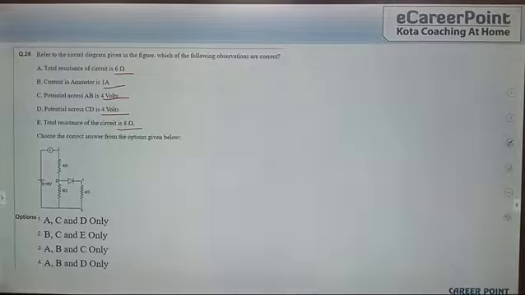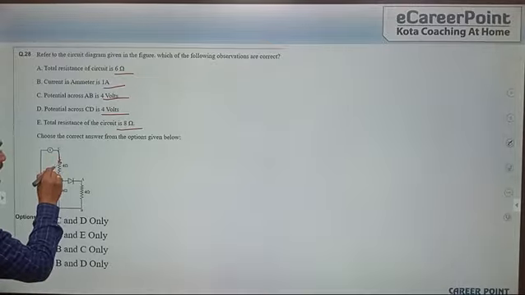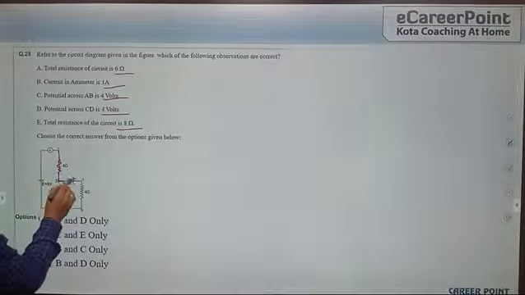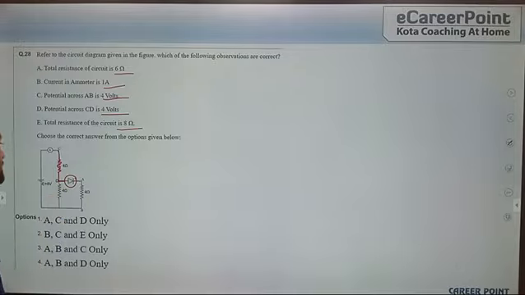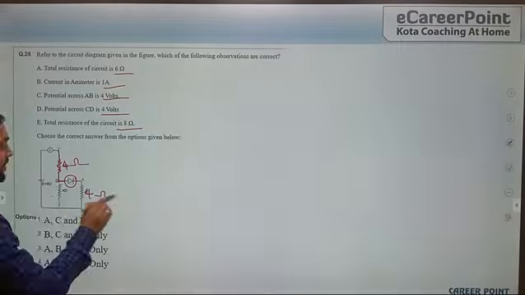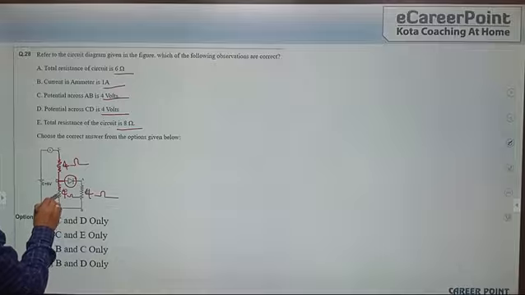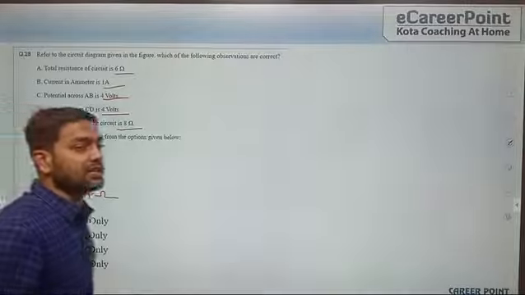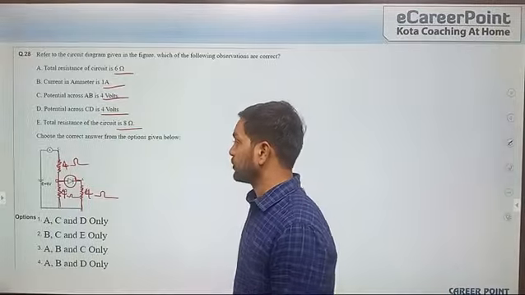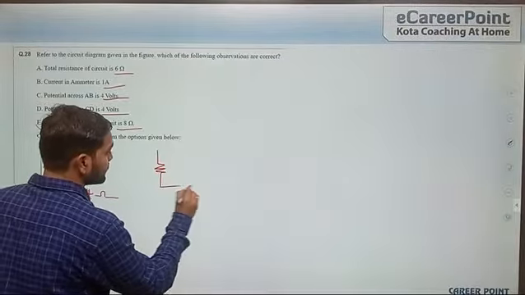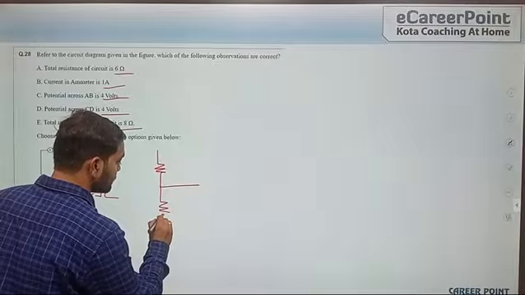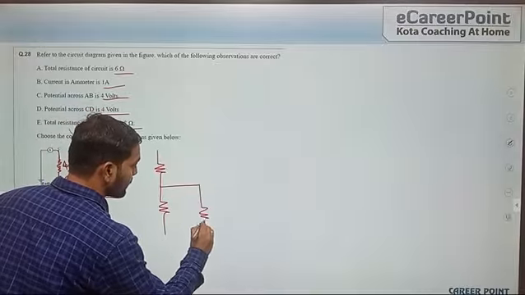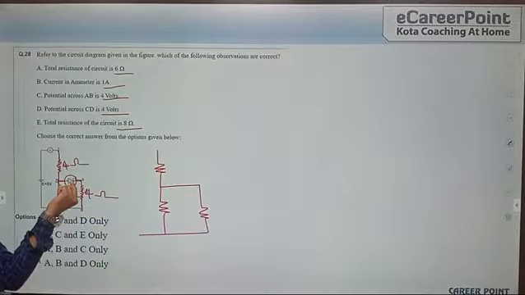Here we have a PN junction diode. It has a resistance of 4 ohms, and here also we have 4 ohms, and here also we have 4 ohms. This PN junction diode is in the forward direction, it's forward bias. For that reason we can draw this in this form. So this is forward direction, forward bias.